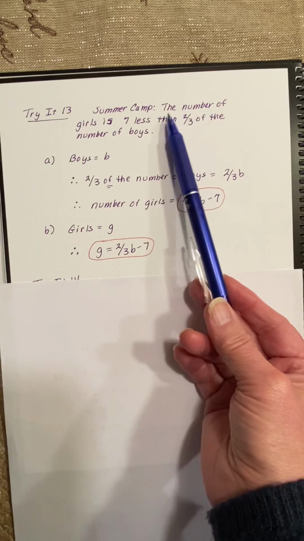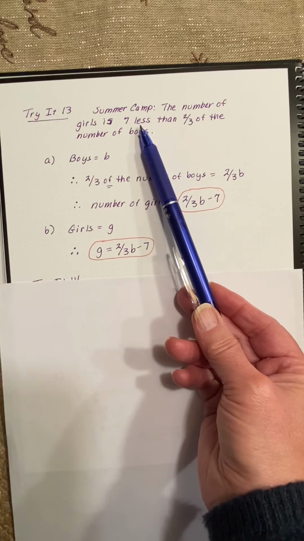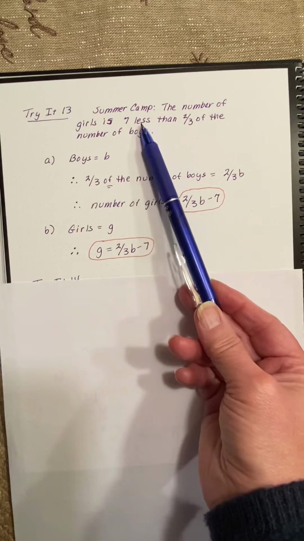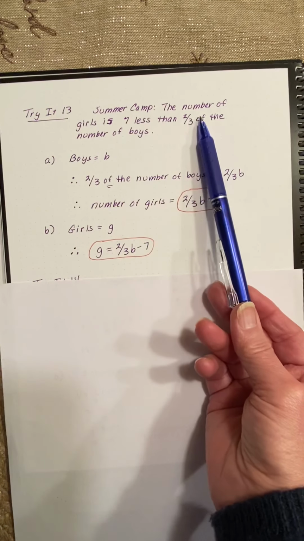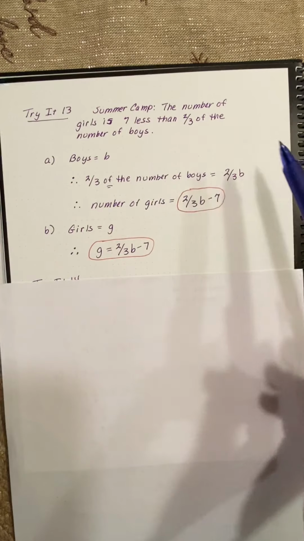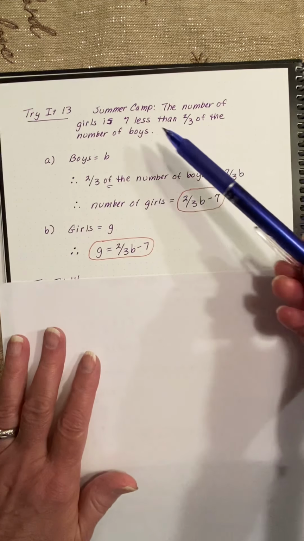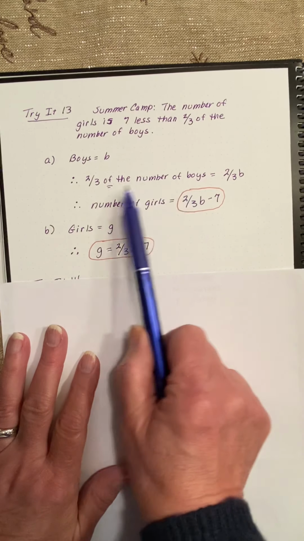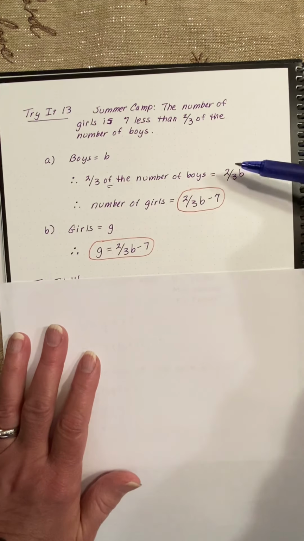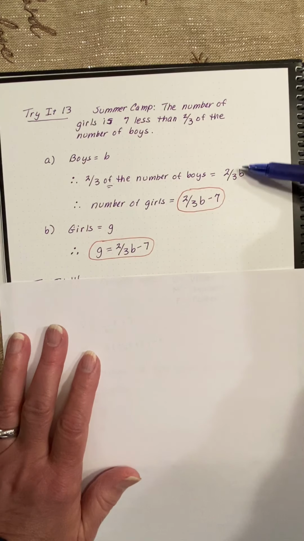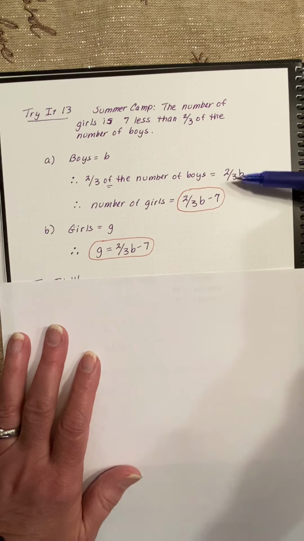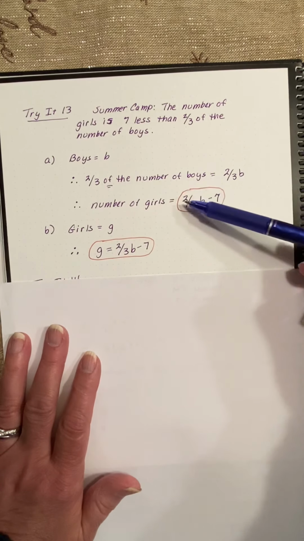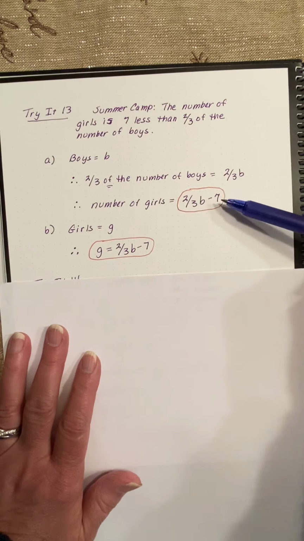Well, we go back to the sentence. The number of girls is 7 less. So that's going to be a subtract than 2/3 of the boys. So we got to start with 2/3 of the boys so we can subtract 7 from it. So 2/3 of the number of boys, remember of means multiply, so it's 2/3 B. Remember, in algebra you don't need that multiplication sign, it's just 2/3 B. So that's the number we start with. Therefore, the number of girls is 2/3 B minus 7.